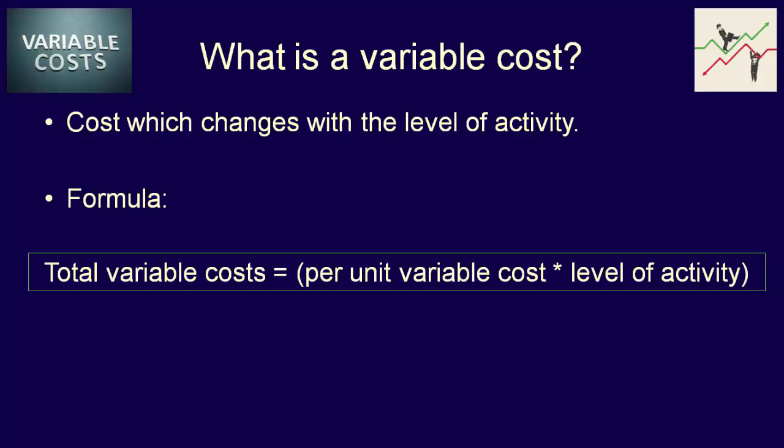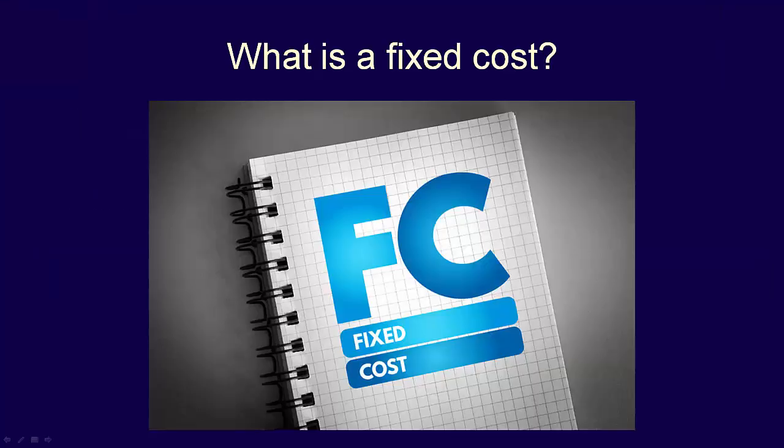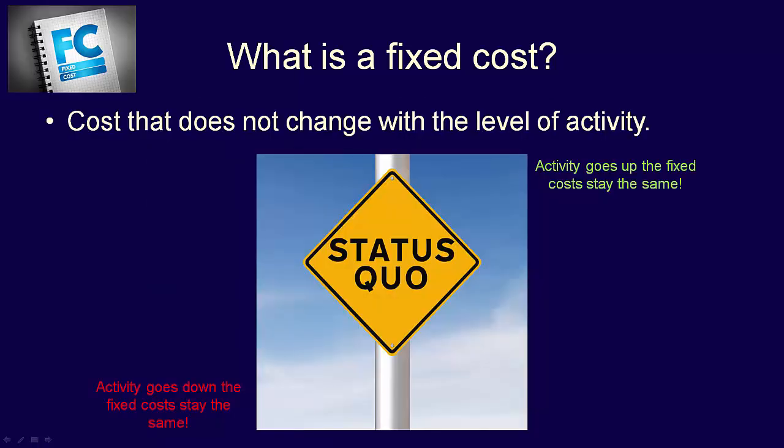And we now have a formula which we can apply in the future. Now that we understand variable costs, what then is a fixed cost? A fixed cost is a cost that does not change with the level of activity. Total fixed costs stay the same when the level of activity goes up or when it goes down.